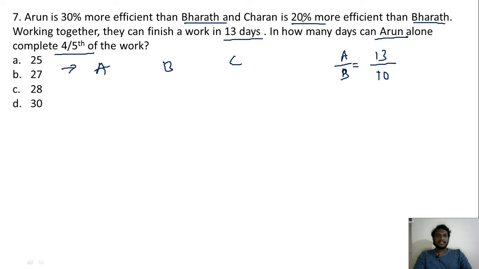Now Charan is 20% more efficient than Bharat. So the efficiency ratio of Bharat and Charan, 20% more efficiency. See, the fractional value of 20% is 1 by 5.